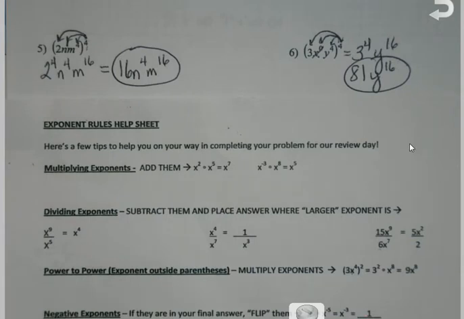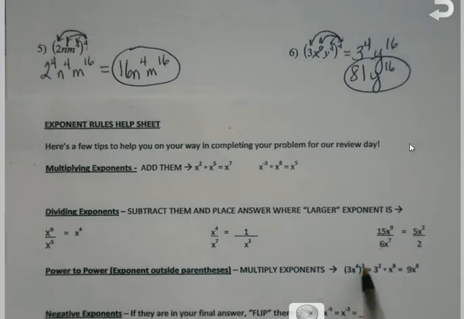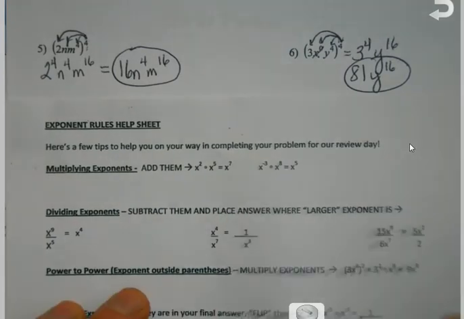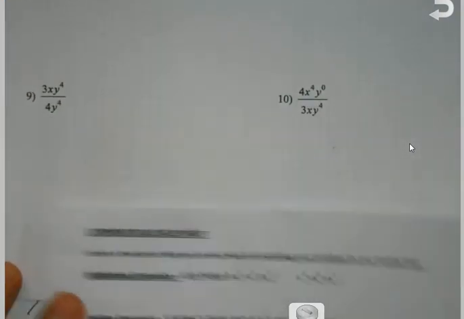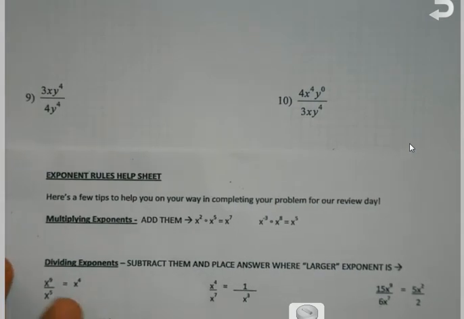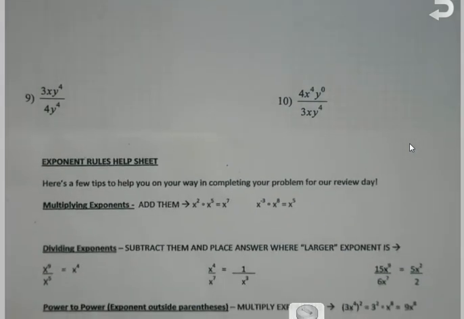So that kind of covers our power to power. What do I do when there's an exponent outside the parentheses? And again, I'm going to leave you a couple here for the time being to let you get some practice. So then we move up into our division.